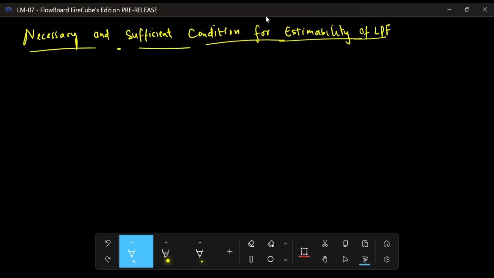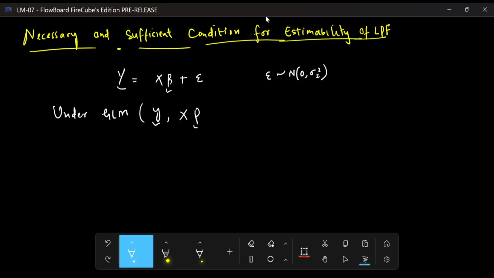As you know, y curl is equal to x beta curl plus epsilon, and epsilon will follow normal 0 comma sigma square identity. Under general linear model, we have the model y curl, x beta curl, comma, sigma square identity. Whenever you find the mean and variance of this GLM, you will get mean x beta curl and variance sigma square identity. Clear?